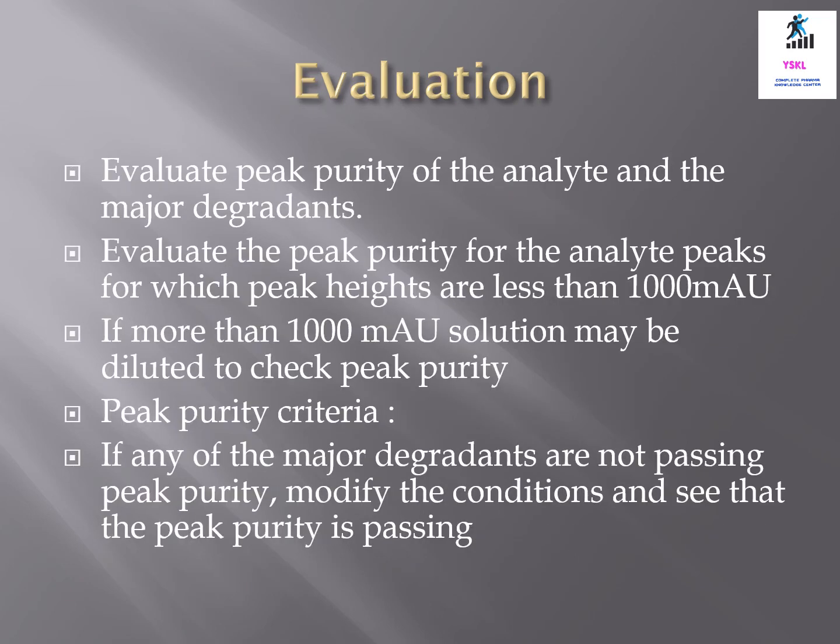Now let's know about the evaluation criteria. First, evaluate the peak purity of the analyte and the major degradants. Evaluate the peak purity for the analyte peaks for which the peak heights are less than 1000 mAU. If more than 1000 mAU, the solution may be diluted to check the peak purity. Peak purity criteria: if any of the major degradants are not passing the peak purity, then modify the conditions and see that the peak purity passes.